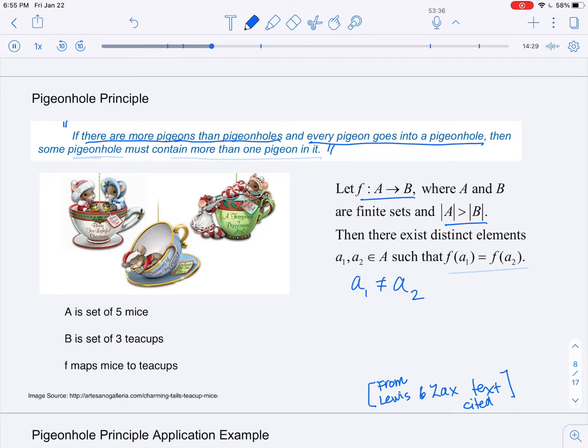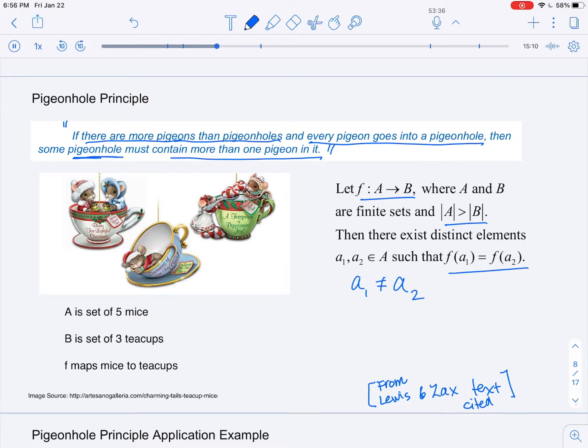Now, there are distinct elements in the domain that map to the same location in the codomain. So distinct elements a1 and a2 in A. That's just saying that there are at least 2 different pigeons that must map to the same hole. So f of a1 equals f of a2 is this pigeonhole that must have more than one pigeon in it.